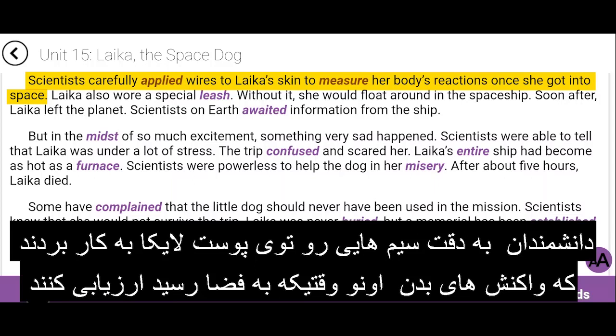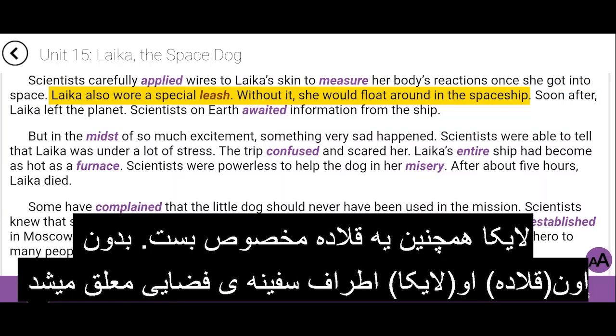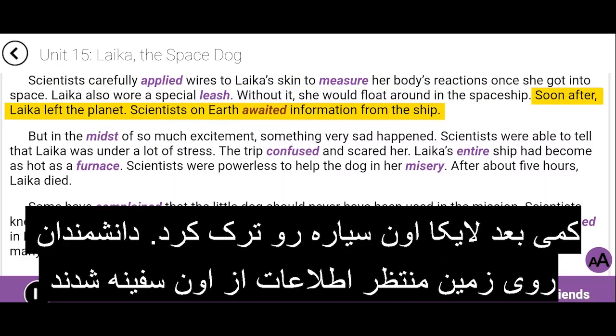Scientists carefully applied wires to Laika's skin to measure her body's reactions once she got into space. Laika also wore a special leash. Without it, she would float around in the spaceship. Soon after, Laika left the planet. Scientists on Earth awaited information from the ship.